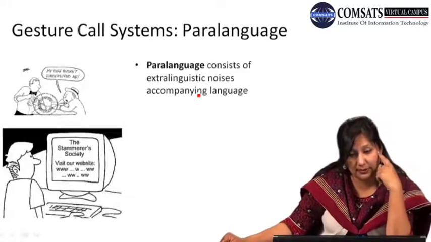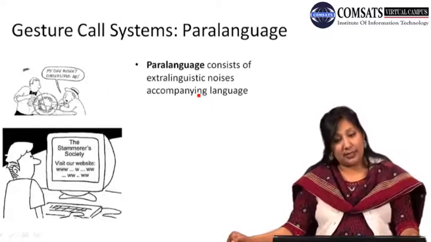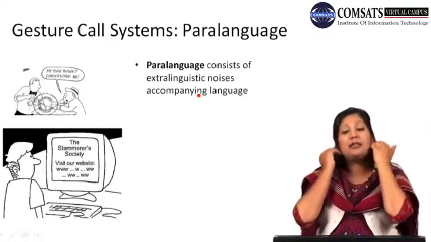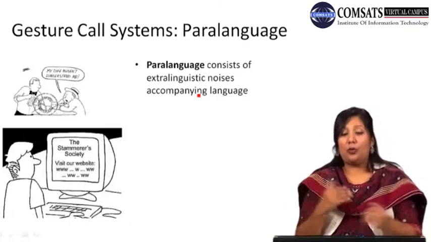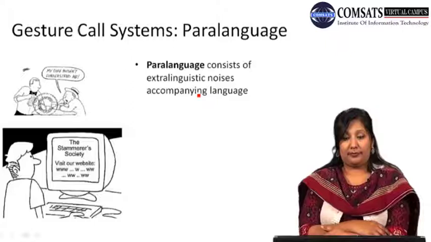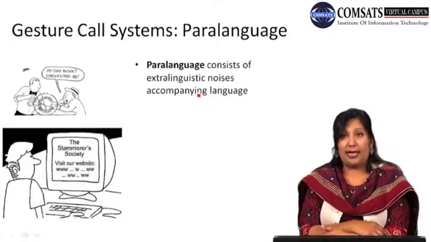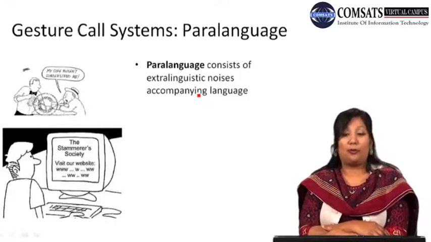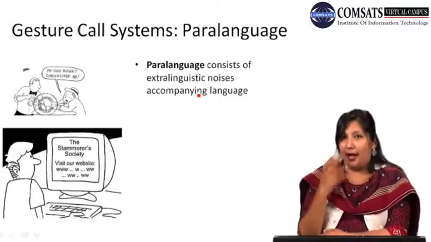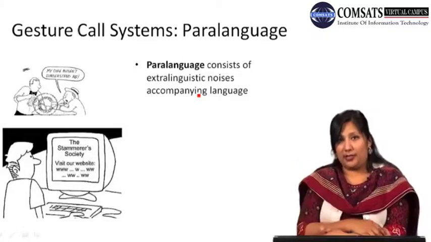What does it mean? Paralanguage consists of extra-linguistic noises accompanying language. Extra-linguistic: the word linguistic comes from language, and extra means beyond language. They are uttered with the language.